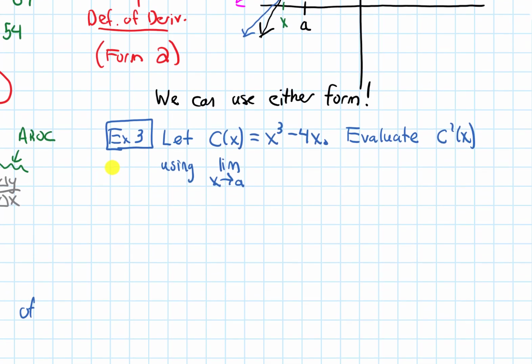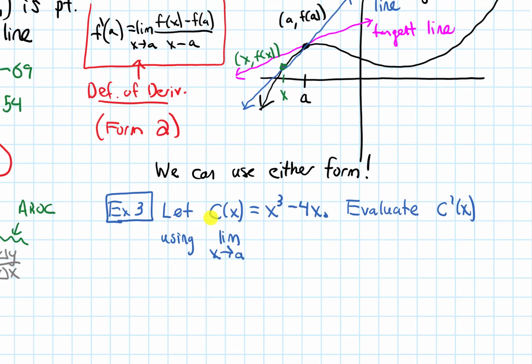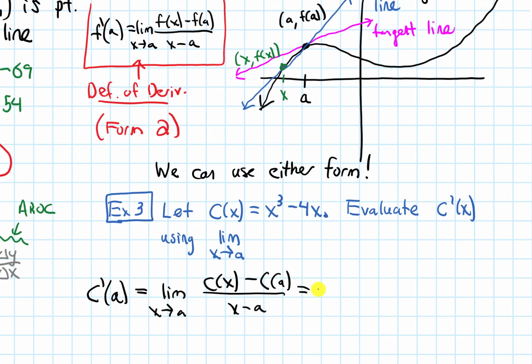So let's look at an example. I'm looking at the function x cubed minus 4x, and I want to compute the derivative using this limit as x approaches a. We've done this already using the other definition of the derivative, and I want to use this form to compare. So we have our derivative at a. This is the limit as x approaches a of f of x minus f of a over x minus a. And now let's start to plug in.